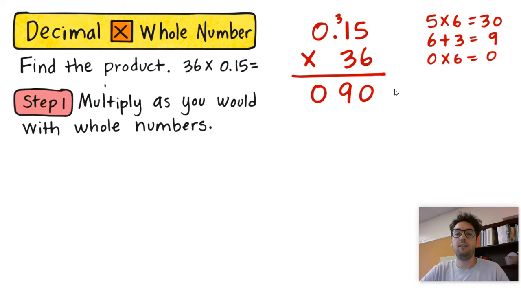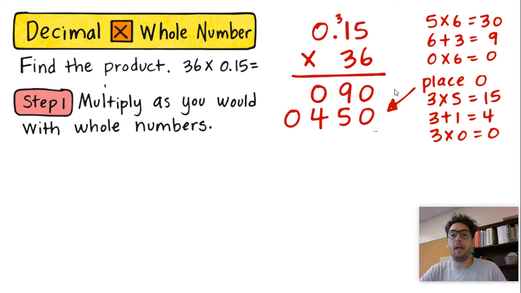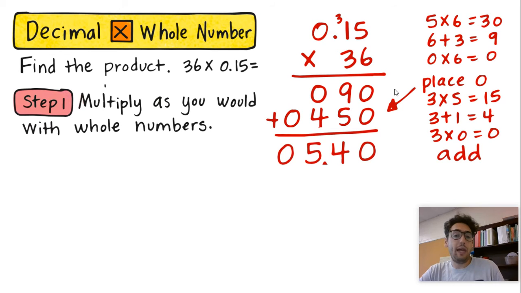So first we're going to say 5 times 6 is 30. We carry our 3. We say 6 times 1 is 6, plus 3 is 9, and then we have that 0 to keep track of, so 6 times 0 is 0. And then we're going to add our placeholder, and we're going to multiply our second set of numbers with the 3. So 3 times 5 is 15, we carry our 1. 3 times 1 is 3, plus 1 is 4, and then we multiply our 0. And then we add it together. So we end up with 540. But this is not our answer.